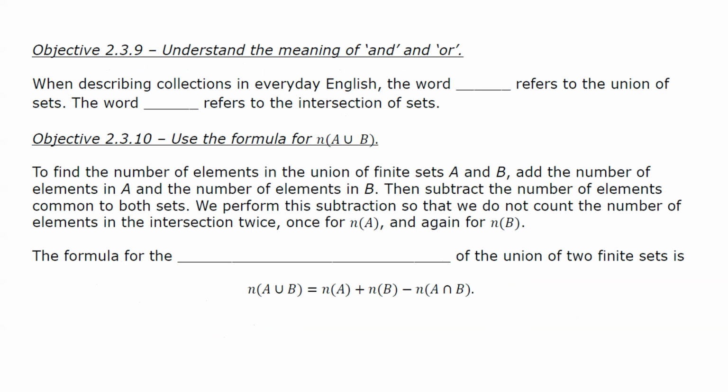Objective 9. Understand the meaning of and or. When describing collections in everyday English, the word or refers to the union of sets, and the word and refers to the intersection of sets. You might have heard me say that throughout this presentation, but they have an objective specifically for it. Whenever we're talking about the union, it's one or the other. If we're talking about intersection, it's one and the other.